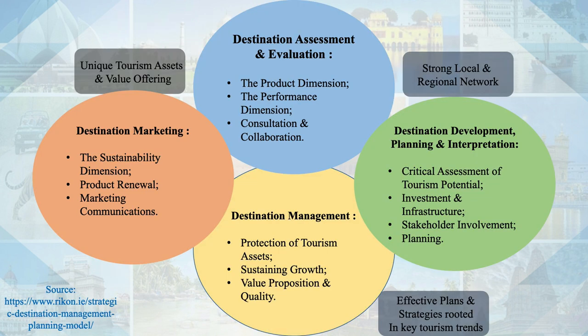Destination life cycle is an important aspect in this regard. Butler proposed that most tourist resorts go through a six-stage model, and he called this the tourism life cycle model. It stated that most tourist resorts start on a very small scale and get bigger and bigger until stagnation occurs. Within the six stages, the following happened: exploration.